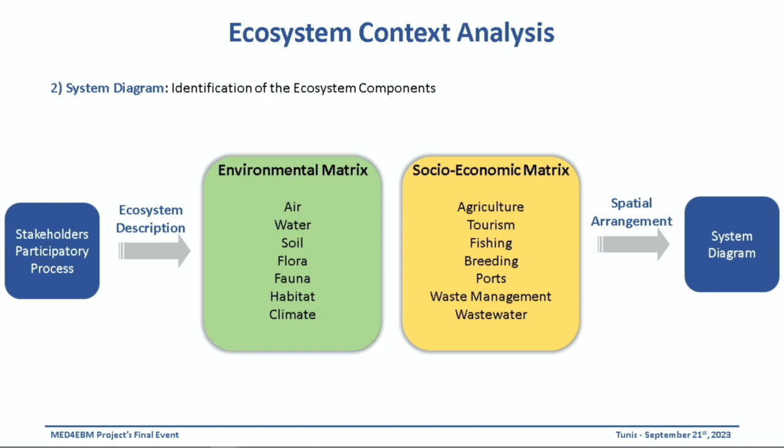The second part of the ecosystem context analysis is about the system diagram definition. It's again a participatory process that involves the stakeholders for the description of the ecosystem components. We have divided the components into matrices, an environmental matrix and a socioeconomic matrix. You can see that among the socioeconomic matrix, we have also the agriculture and the tourism. These components were arranged spatially with boxes and arrows to create the system diagram that was already shown.